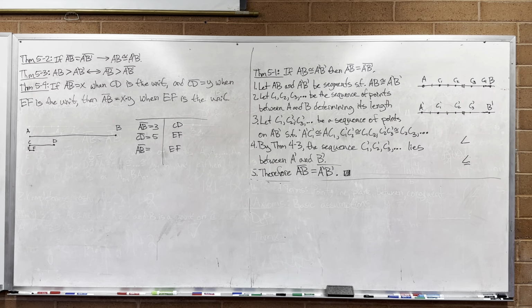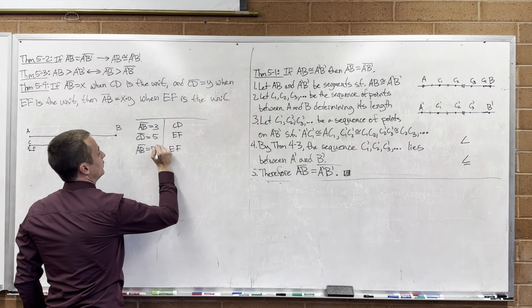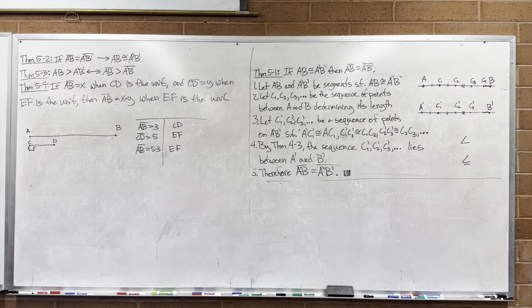how many would it have been? 15. Because it takes us 5 to get one of these and 3 of these to get one of those. So 5 times 3. Right. That's all that theorem is saying. 5 groups of 3. Or, yeah, no, 3 groups of 5.